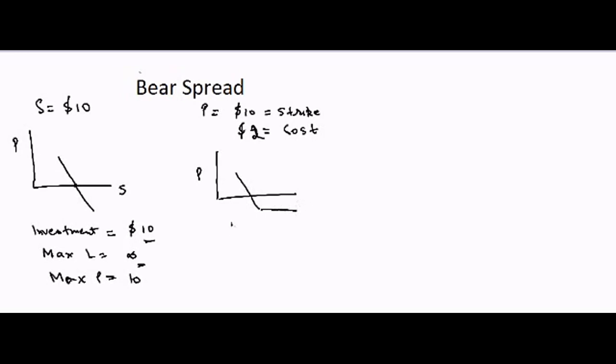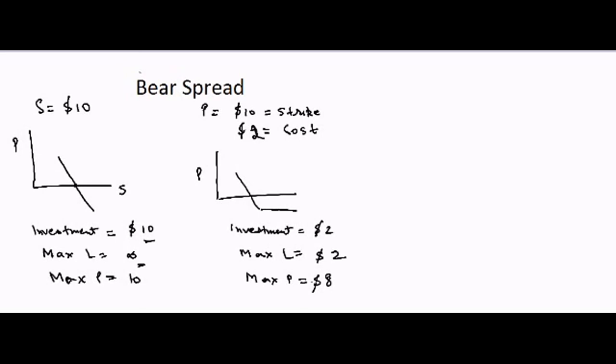So our investment will be equal to $2, and maximum loss again will be -$2, so it will be $2. Why $2? Because we only invested $2 here, and so that should be our maximum loss. And what is the maximum profit? That will be equal to $8, because we invested $2 in it.